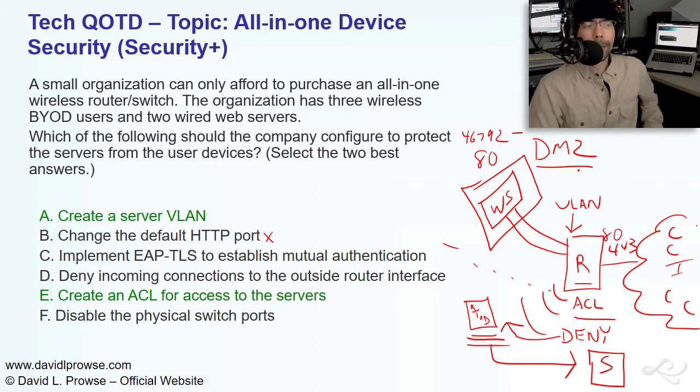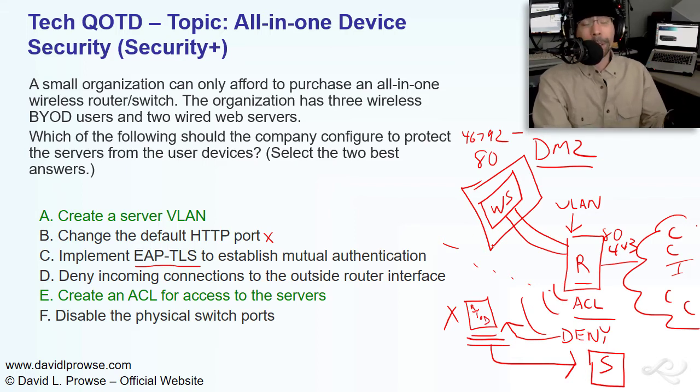The next one says implement EAP-TLS to establish mutual authentication. Well, between who? Who is this mutual authentication being created between? The BYOD users and the web servers? We don't want that. We don't want mutual authentication. We don't really care about authentication here. What we really want is to block the BYOD users from access to the web servers. So I'm not really interested in the protocol EAP-TLS. I'm not interested in authentication for the connection between these because there should be no connection.